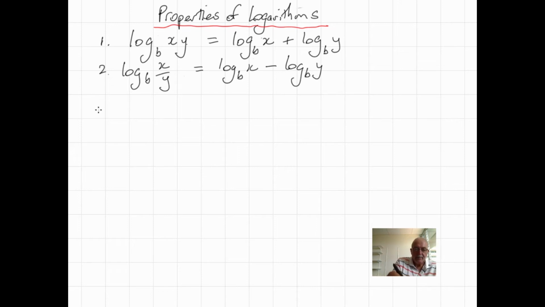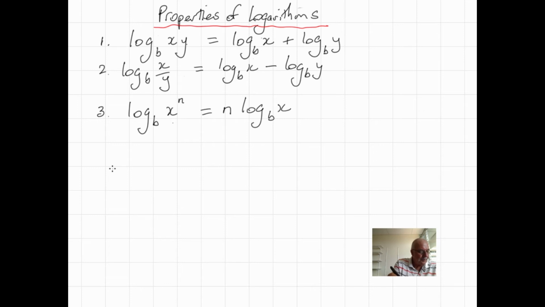The third property is the log to base b of x to the power of n. This n can come out the front. It'll be n times the log of x to base b. Alright, so that's just one you need to remember, that whatever power is up there can come out the front, and that's multiplied by log of x to base b.